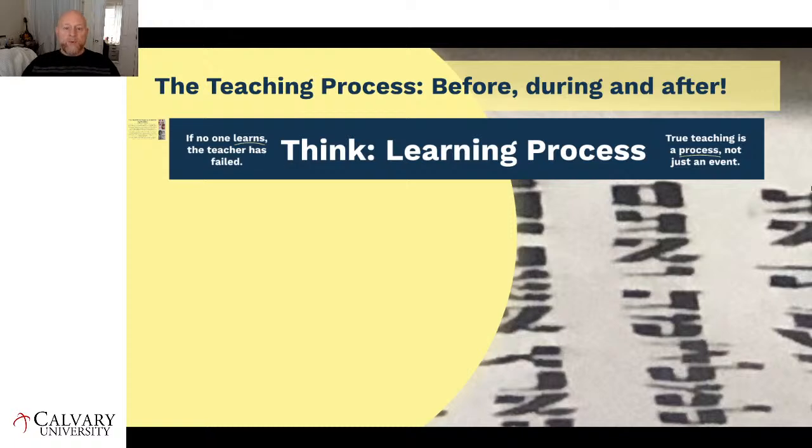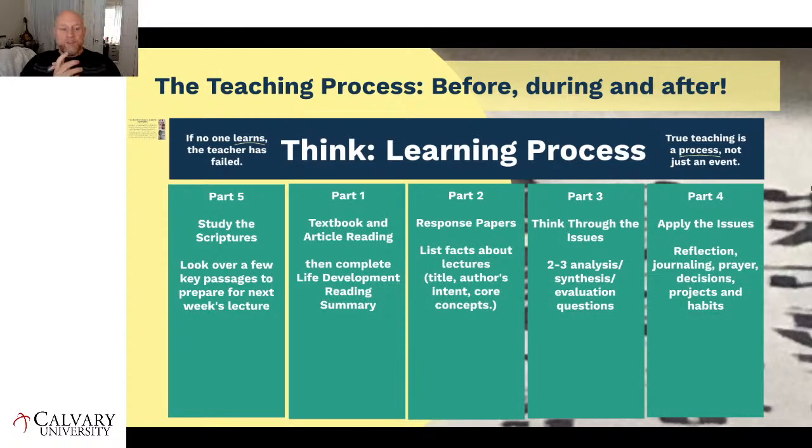Think of a learning process, not just teaching, not just, I want to have the coolest PowerPoints, not just, I want people to be impressed. What we want is for people to learn. We want people ultimately to grow. So think learning process, and we'll talk more about this as we go.